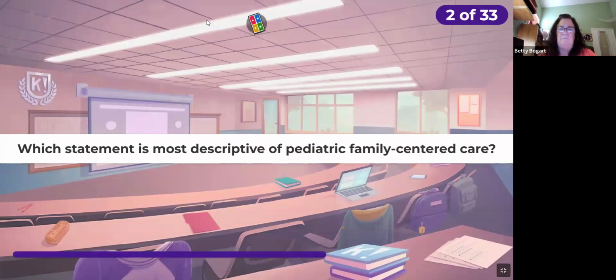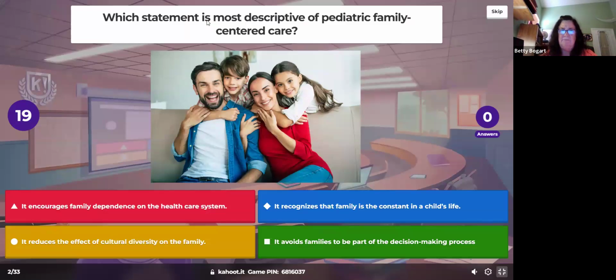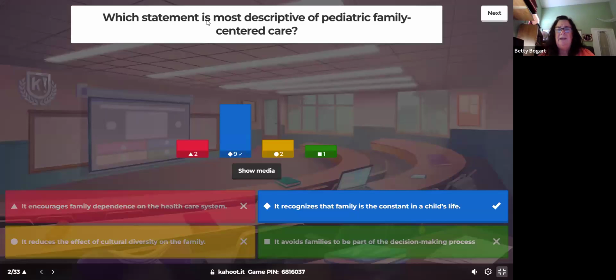Which statement is most descriptive of pediatric family-centered care? Remember, pediatric care is not just the child, it's the family. And the only thing a young child really understands is their own family. So the family is the constant in their life. This is what they know, and this is the way they act. This is all their customs and cultures and what they eat, et cetera.